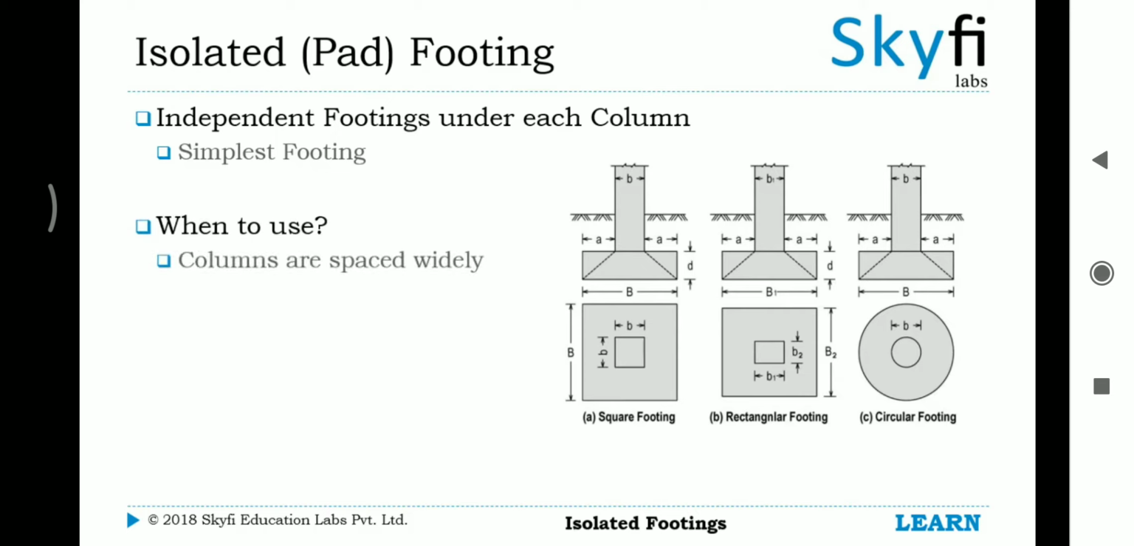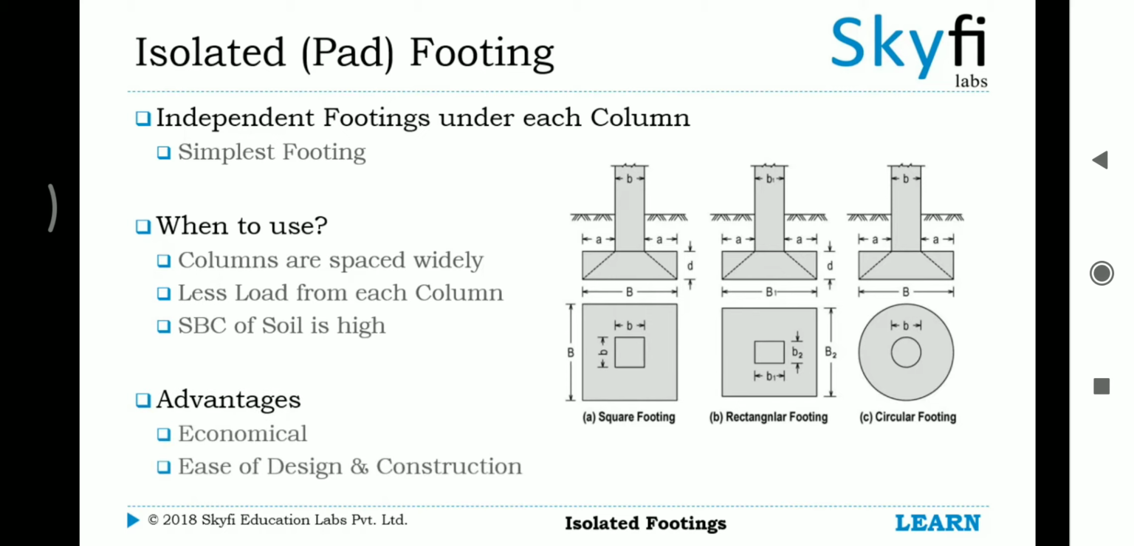Isolated footings are used when the floor plan is such that the columns are spaced out sufficiently wide apart from each other. They are preferred when the loads borne by each of the columns are on the lesser side, and the soil that they are being constructed on has a higher bearing capacity. Isolated footings are most commonly used footings because they are simple to construct and most economical.